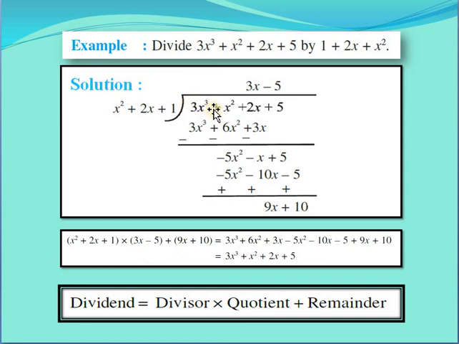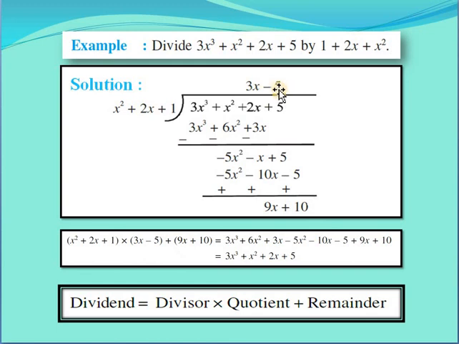Starting with the first term, 3x cube divided by x square gives 3x. Then with this 3x you multiply each term and then subtract. 3x cube minus 3x cube, 0. x square minus 6x square, that is minus 5x square. 2x minus 3x, minus x. Then 5. Now minus 5x square divided by x square is minus 5.